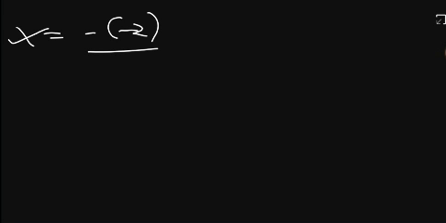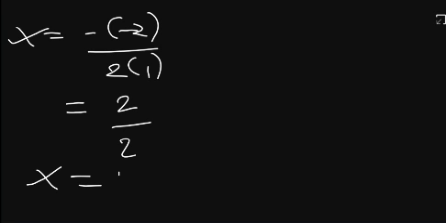So it's negative b over 2a. We were saying x is negative negative 2 over 2. So negative times negative, that's positive, over 2. So x is 1.